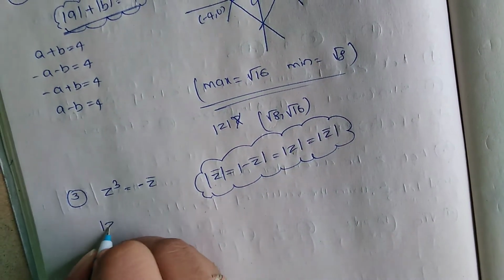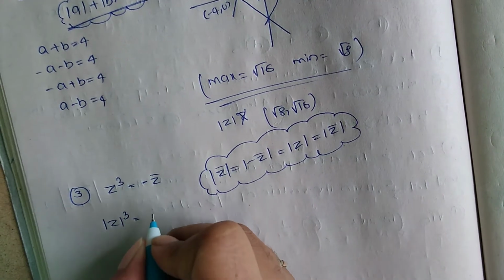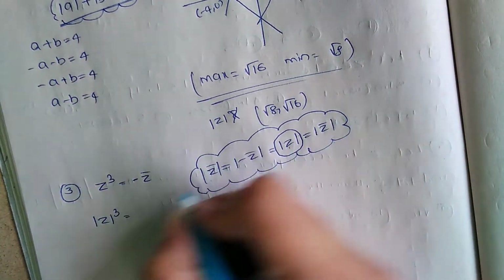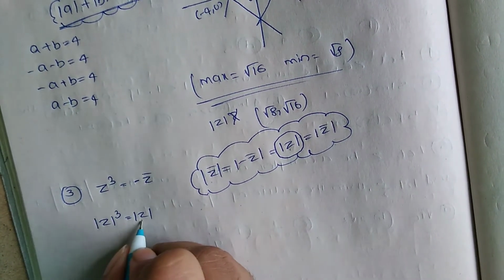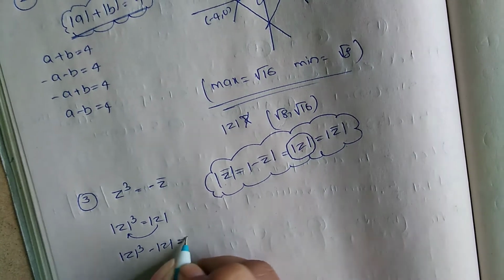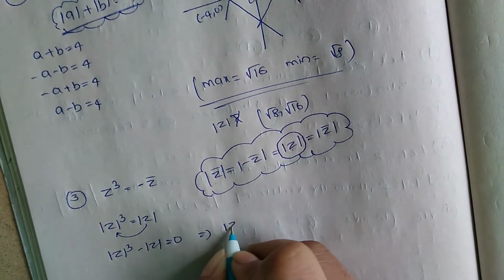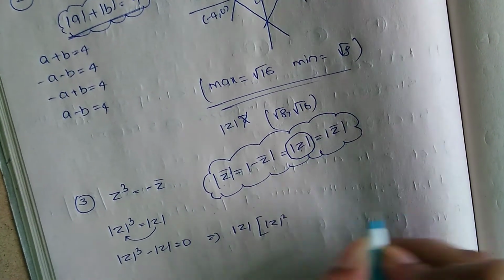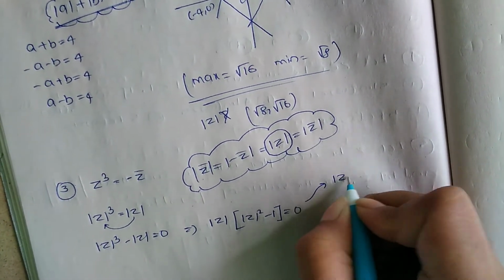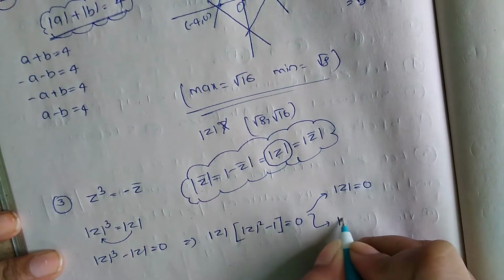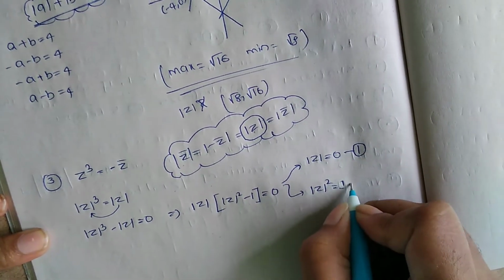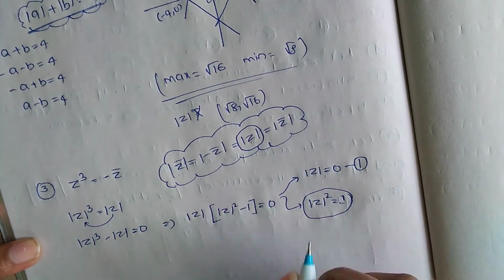Yes. Mod z whole cube is equal to, what can you write this as? As all are equal, I am taking this one. Send this again to LHS. Z cube minus z bar is equal to 0, which implies take this common. Minus 1 is equal to 0. It implies two things. Mod z is equal to 0. Z square is equal to 1. This is one solution. What do you get over here?